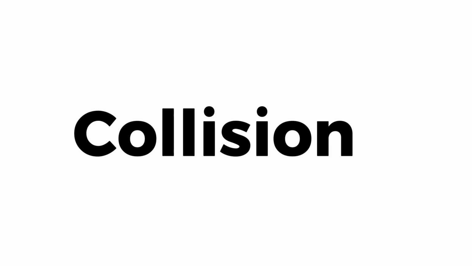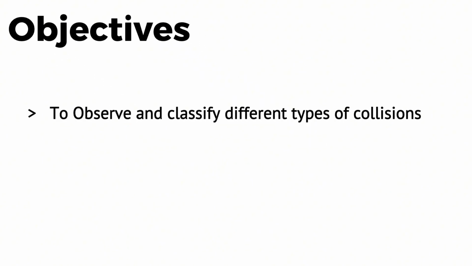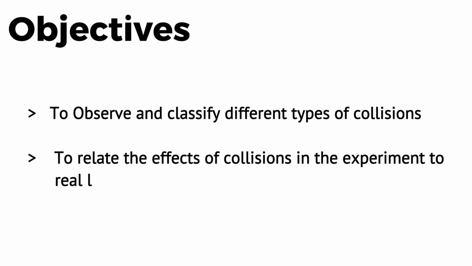We are Group 4 and today we'll be presenting our science topic, which is about collisions. For our objectives, our first objective is to observe what happens when two objects collide, and then classify those types of collisions based on what we see. Did they bounce off or did they stick together?